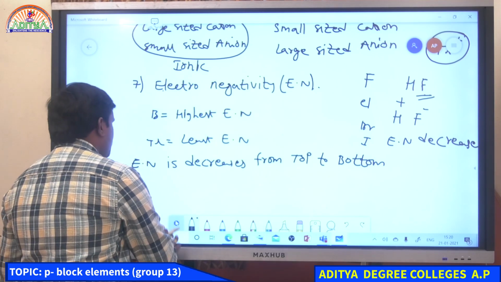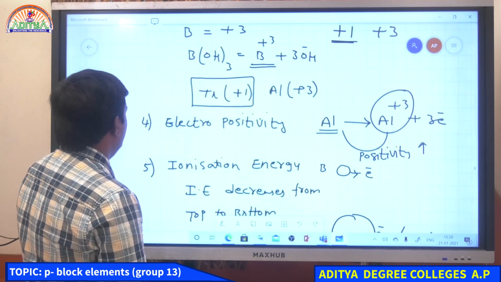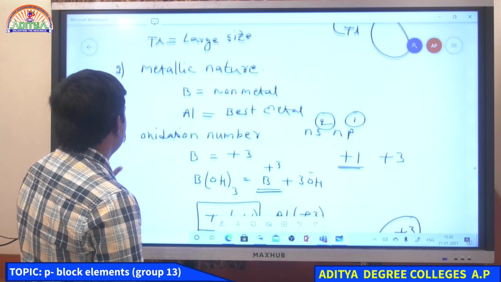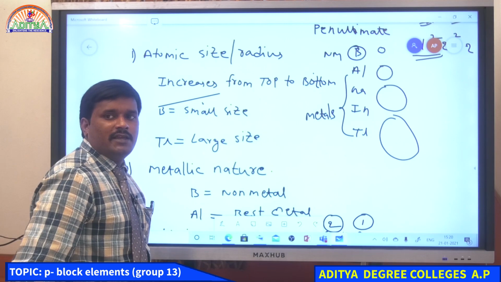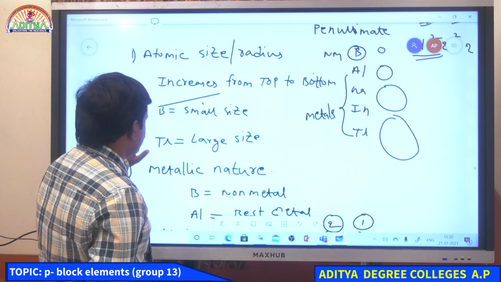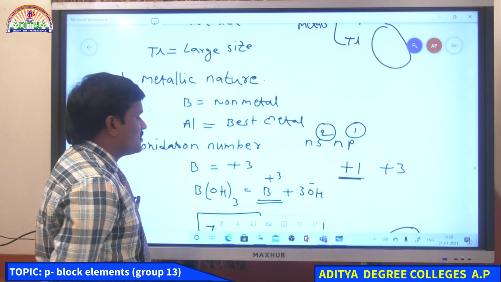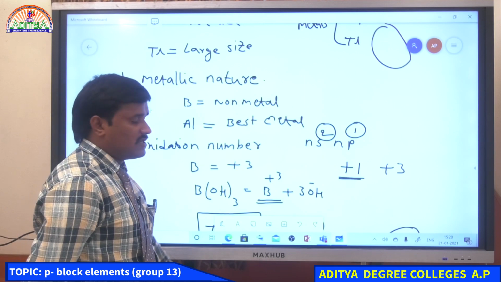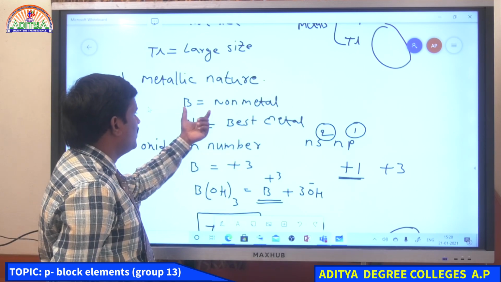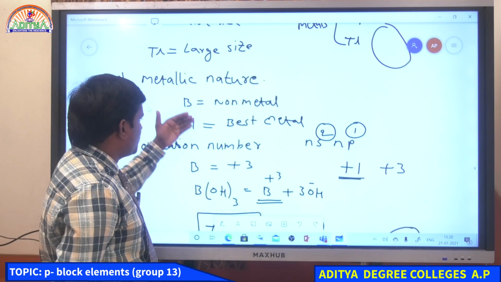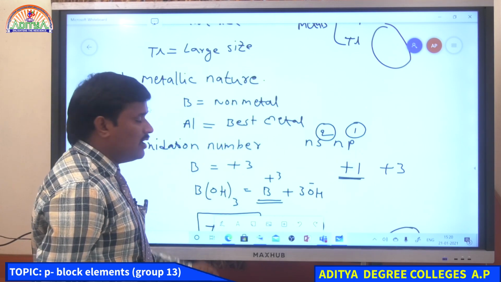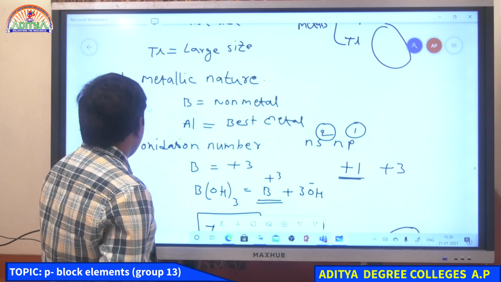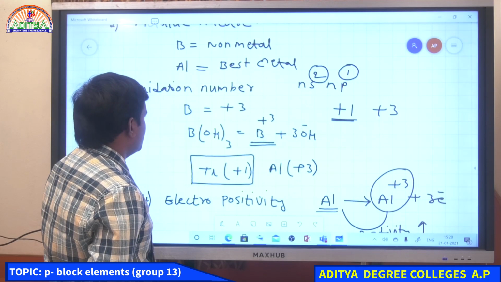So these are the physical properties in the case of 13th group elements. The first property is atomic size. It increases from top to bottom, and the second one is metallic nature. Metallic nature also increases. The first element, boron, is a non-metal, whereas from boron to thallium metallic nature increases, and aluminum is the best metal. And the third one is oxidation number.